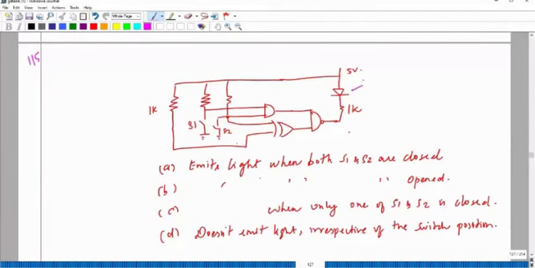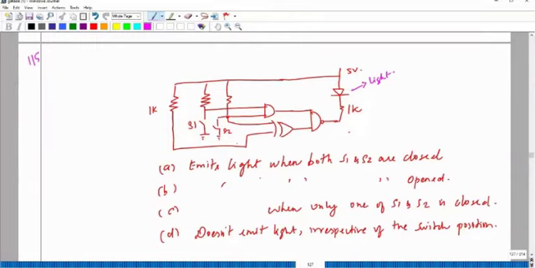So consider this is your light. Okay, this is your light. This has to emit the light when both the switches are closed. Okay, this is what we need to identify.